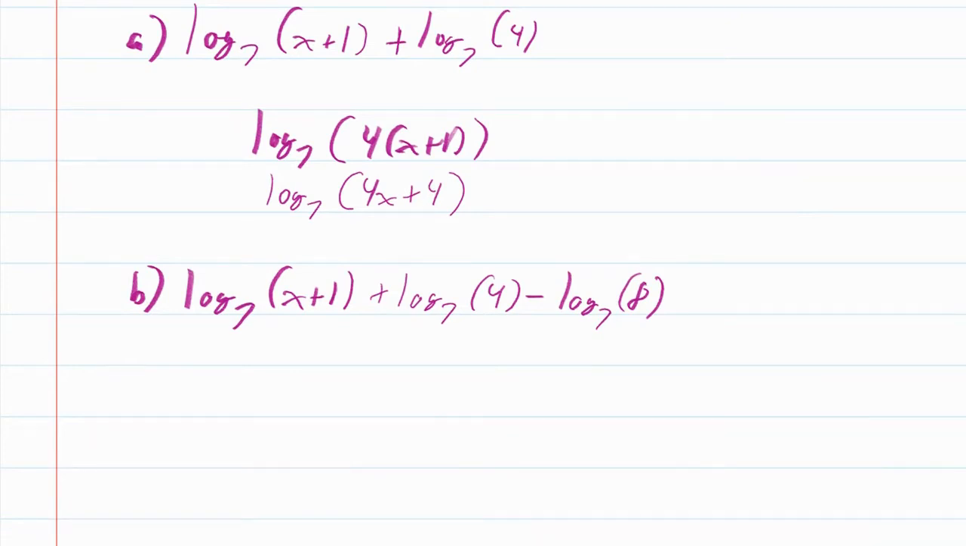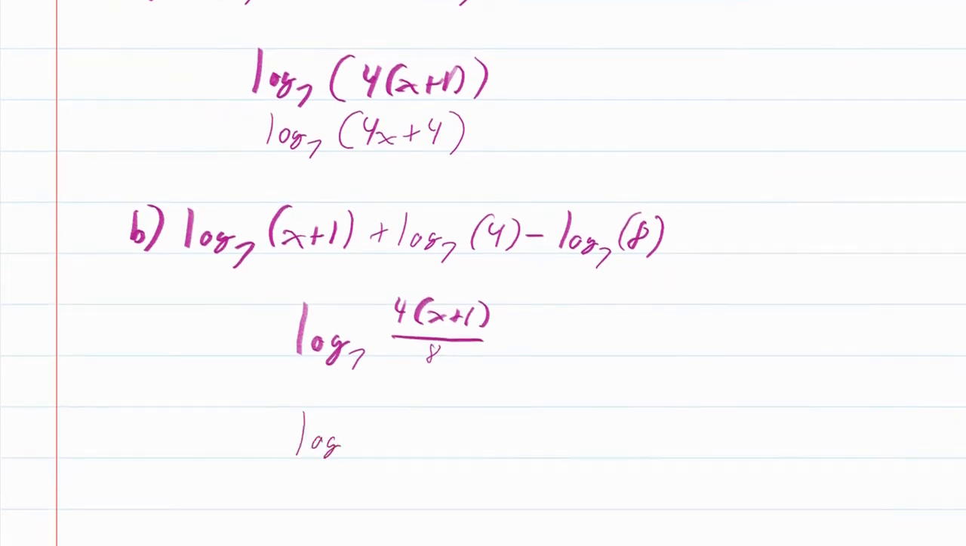And if I bring this all together, the two that are being added are being put as multipliers, 4 times x plus 1, and the one that's being subtracted becomes a divider, over 8. And we could actually simplify this as the log base 7 of x plus 1 over 2.